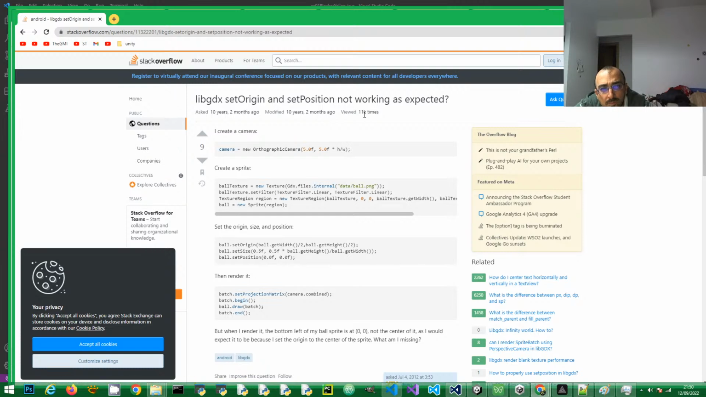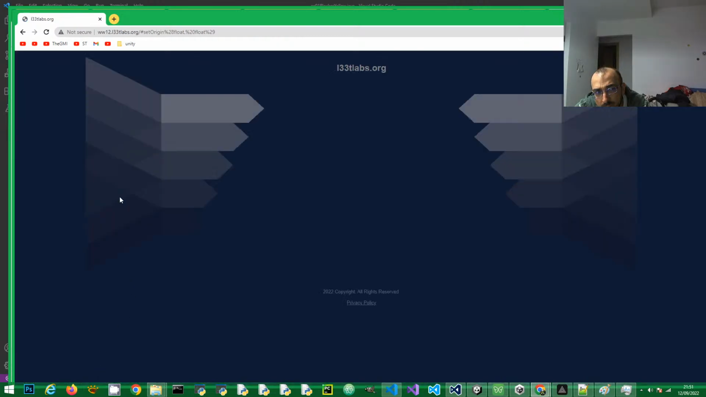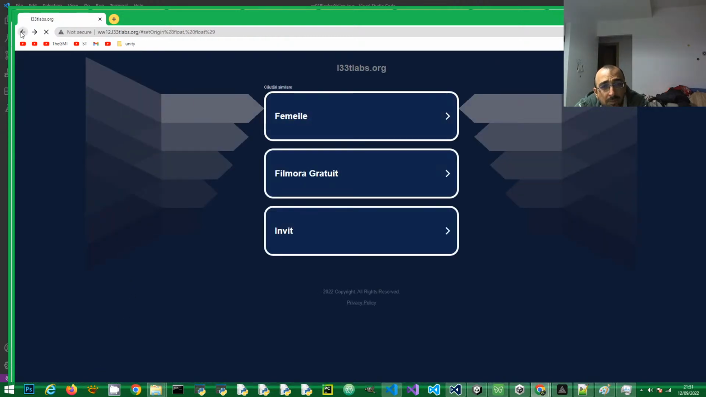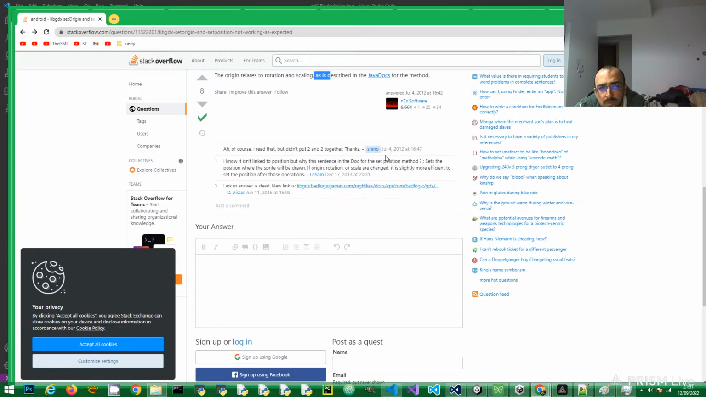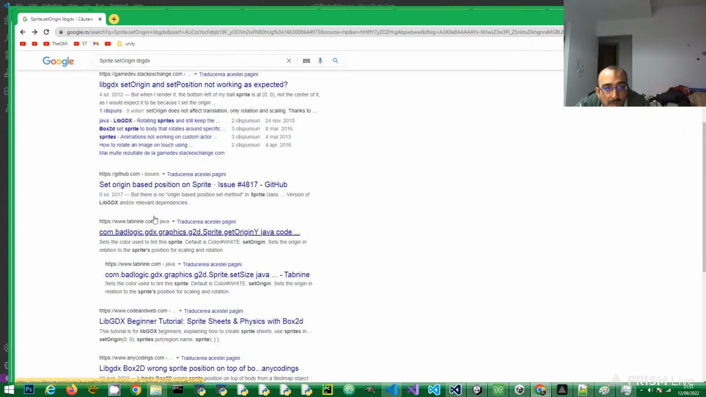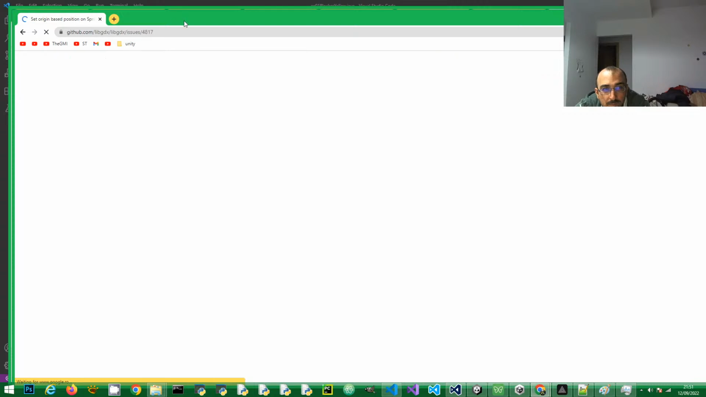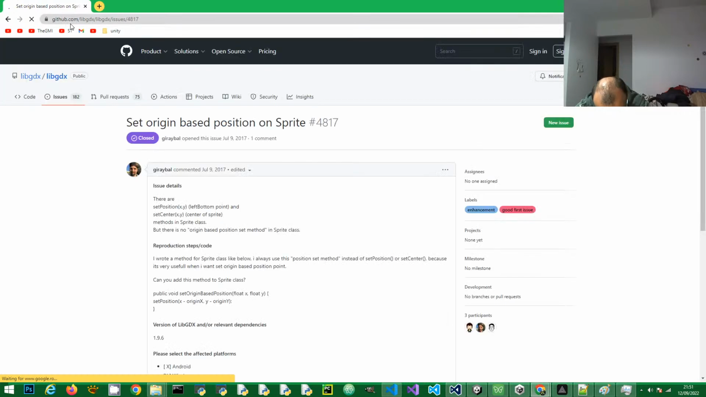Yes. The origin relates to rotation and scaling, as described in the Javadocs. No, not working. This is an old link. 2012. Oh my god, 10 years ago. Time flies.